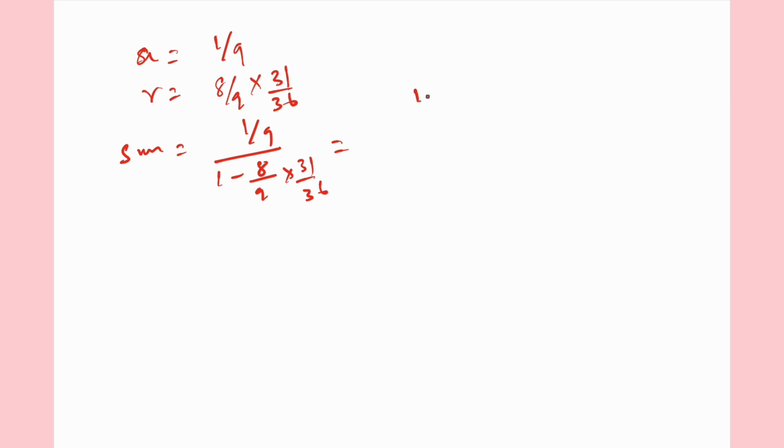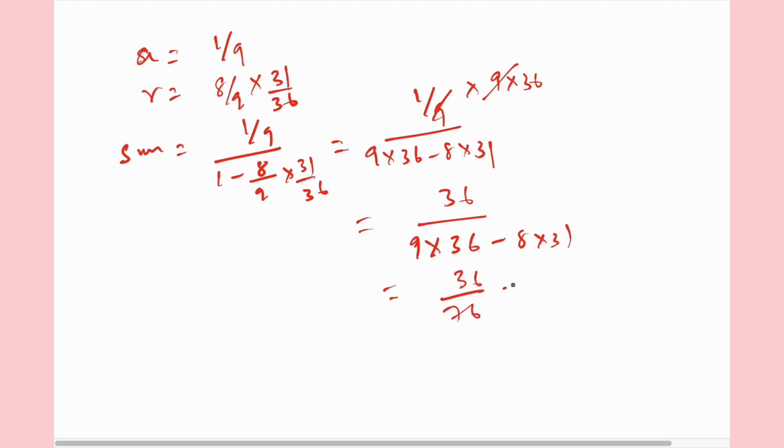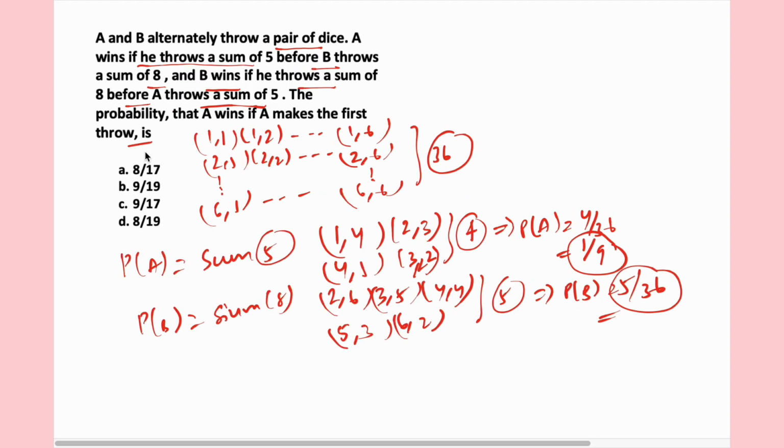This becomes 1 by 9 upon (9 into 36 minus 8 into 31) upon (9 into 36). So this gets cancelled. We have 36 upon 9 into 36 minus 8 into 31. On calculating this, we get 36 upon 76. If we divide by 4, this is 9 upon 19. So the answer for this question is 9 by 19.